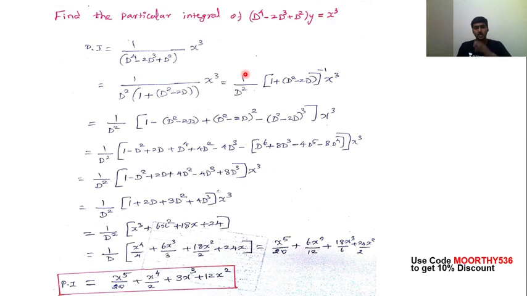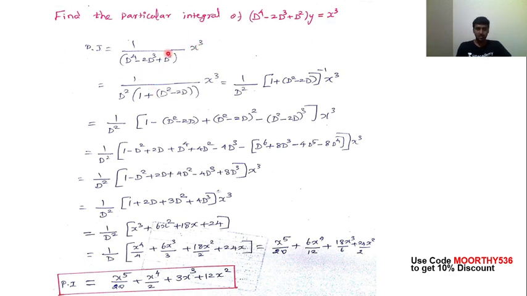1 divided by d square into 1 plus d square minus 2d the whole power minus 1 into x cube. Okay, how have we derived this formula? Coming to the first step, particular integral is equal to 1 divided by f of d. Here f of d is d power 4 minus 2d cube plus d square, the function depending upon the variable d, into x cube.